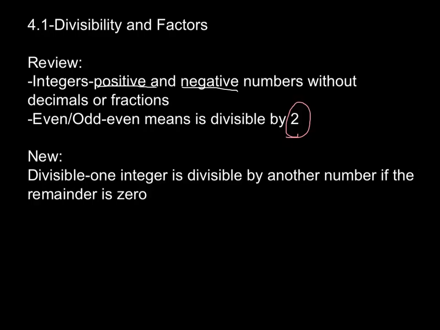A new concept that we're going to talk about is divisible. And what does divisible mean? One integer, so a number, is divisible by another number if the remainder is 0. So let's look at 12. 12 is divisible by 2 because I know it goes in there 6 times and my remainder is 0. So it's just a number that goes into another number without any remainders. So let's go on.